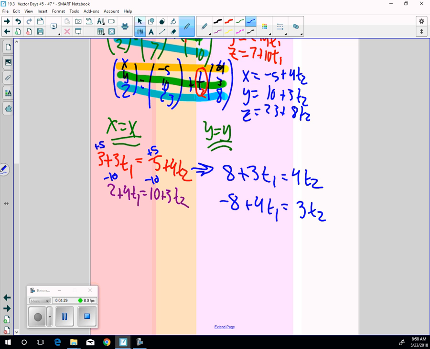Now, I'm sorry that you're going to have to do this, but you're going to have a little bit of a challenge getting these to cancel out. You're either going to have to multiply by 4 and negative 3 or negative 4 and 3. So it doesn't matter which one. Let's get rid of these. So I'm going to go negative 4, and then I'm going to multiply these by 3.